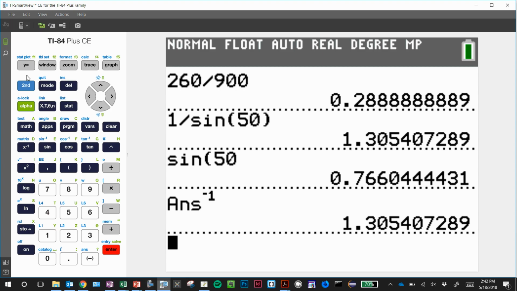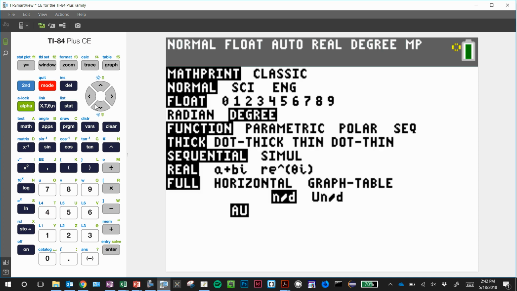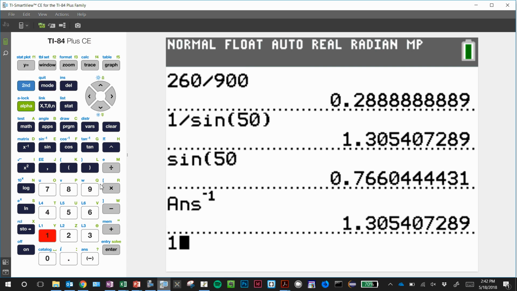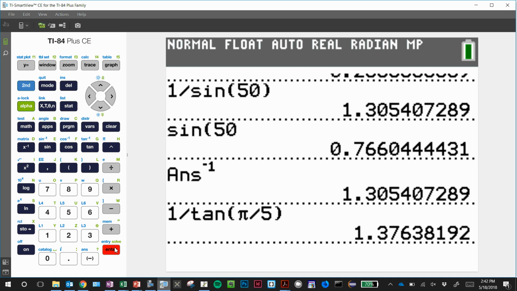Cotangent of pi over 5. So we are in radians now. Let's go to mode. And cotangent is 1 divided by the tangent of pi divided by 5. 1.38.